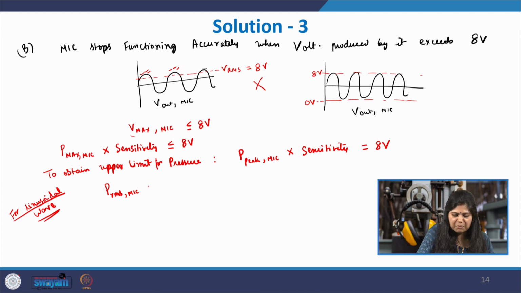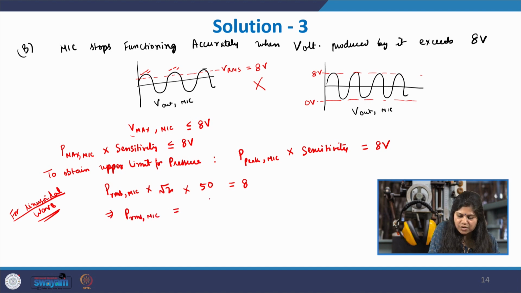So, P RMS at the mic multiplied by root 2 gives you the P peak. So, we have written P peak in terms of P RMS as P RMS into root 2, multiplied by the sensitivity, which is 50 microvolts per Pascal, should be 8. So, P RMS where the microphone stops functioning is 8 by 50 into root 2.